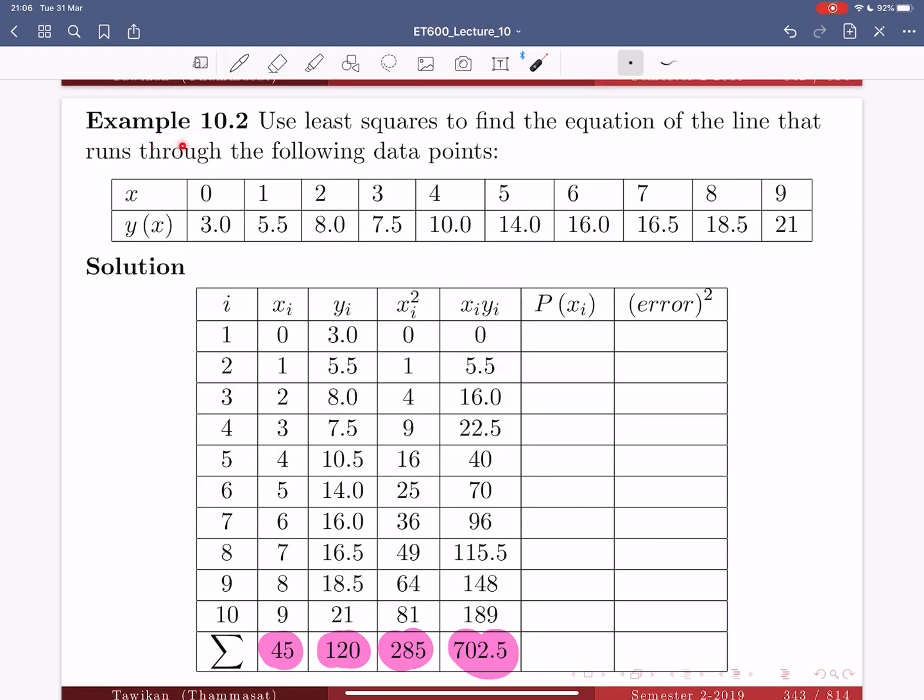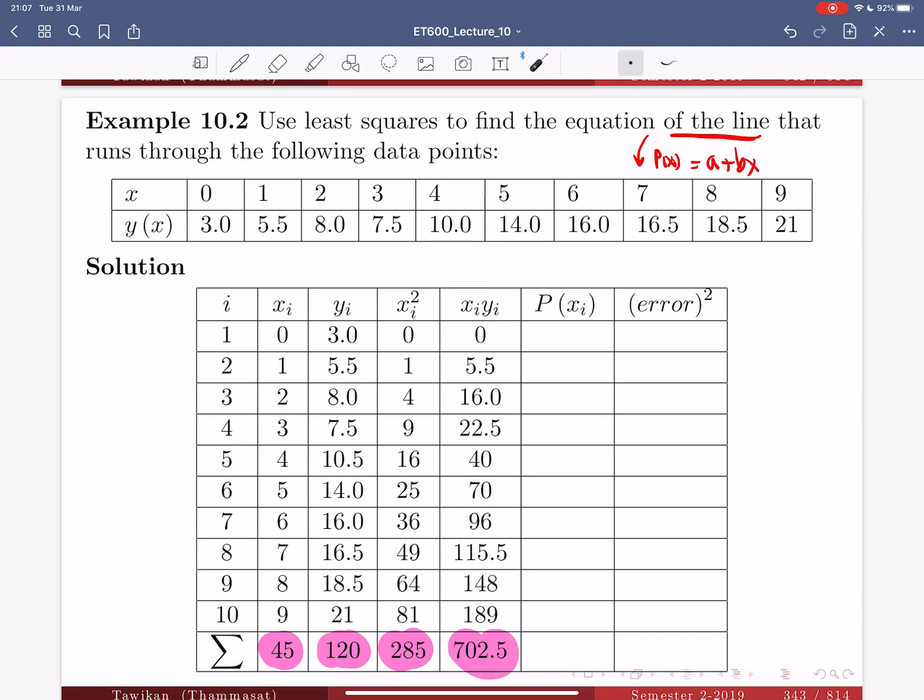Let's look at example 10.2. Out of this example, we want to use the least square technique to find the equation of the line that runs through the following data points. Again, the keyword is the line. So we are looking for a linear function. A linear function in the general look is the equation a plus bx.